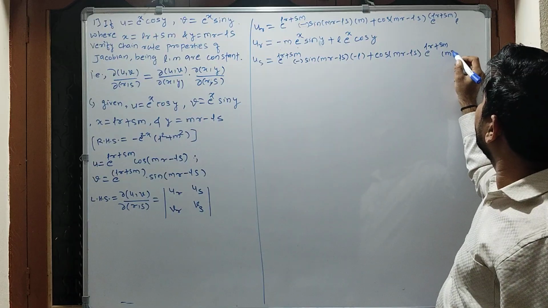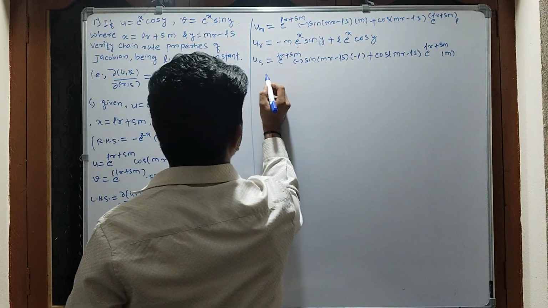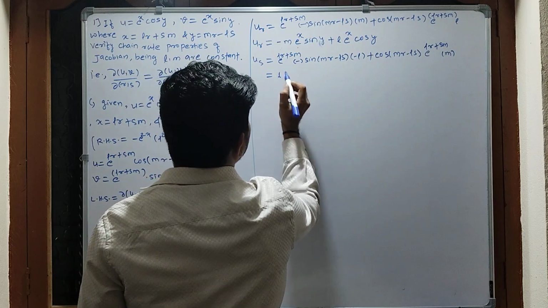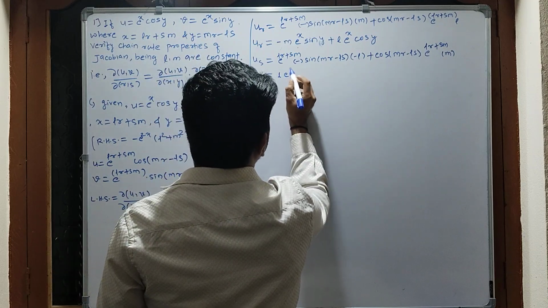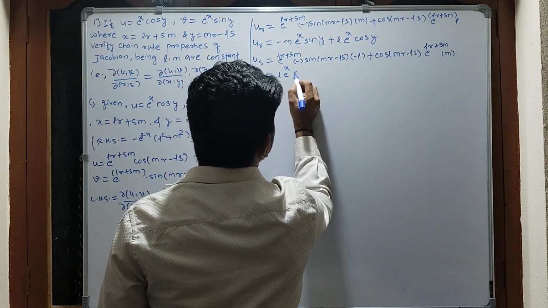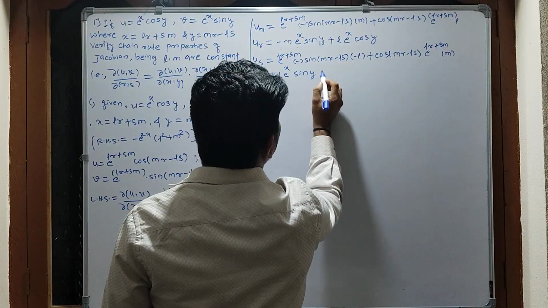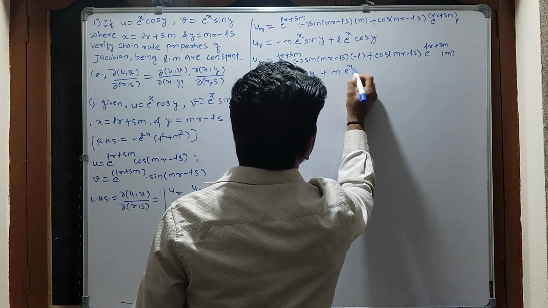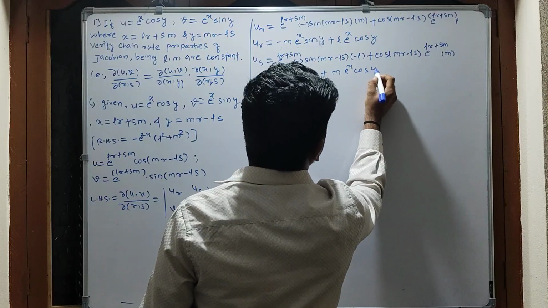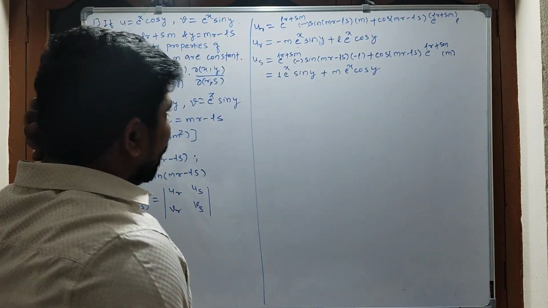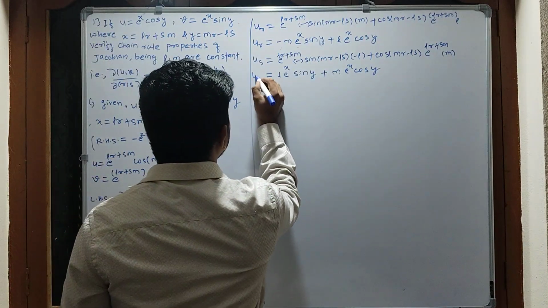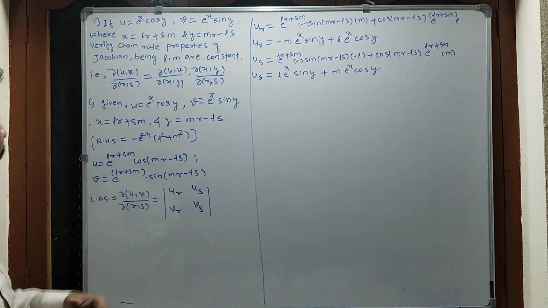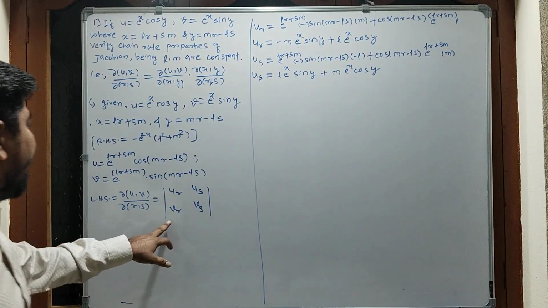This is simply m. Again in the same way, this minus gets plus, so this is l times e to the power x sine of y plus m times e to the power x cos of y. Now this is my u_s. Now I want to find v_r and v_s.